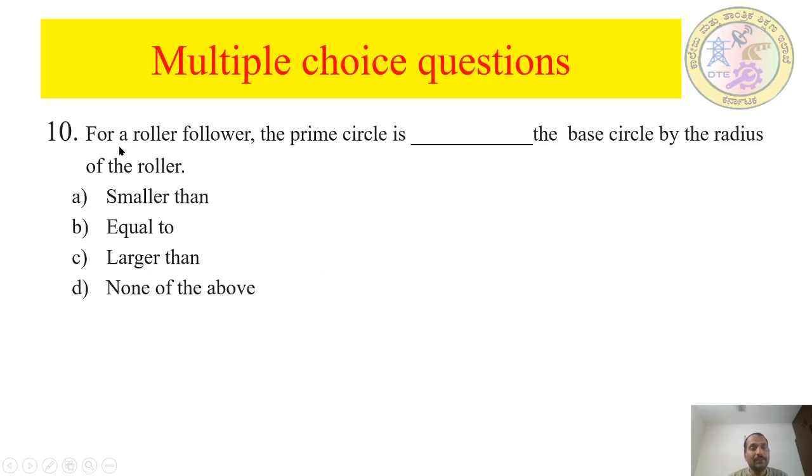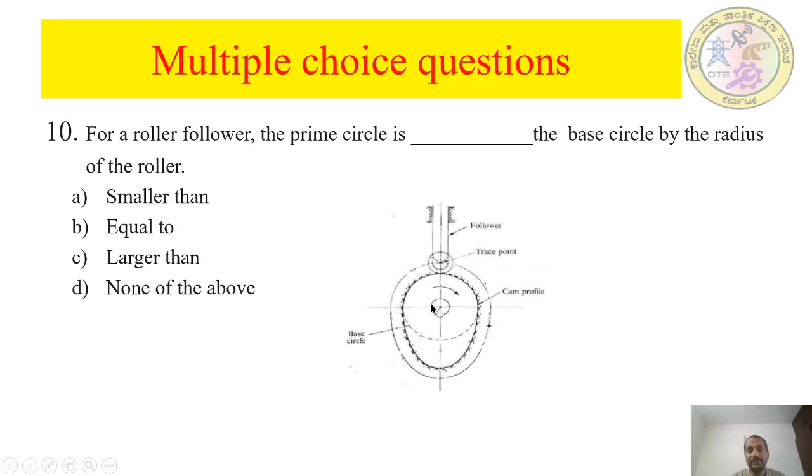Last one. For a roller follower, the prime circle is dash the base circle by the radius of the roller. Observe the picture here. The prime circle is larger than the base circle by radius of the roller, right? So the answer is C.